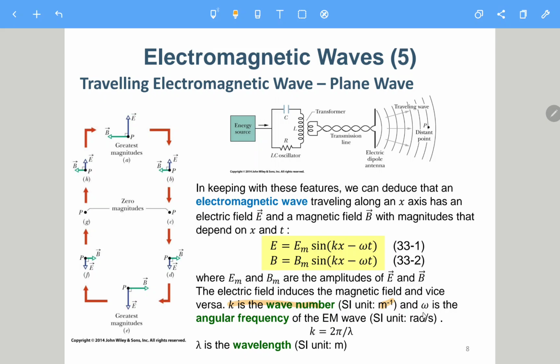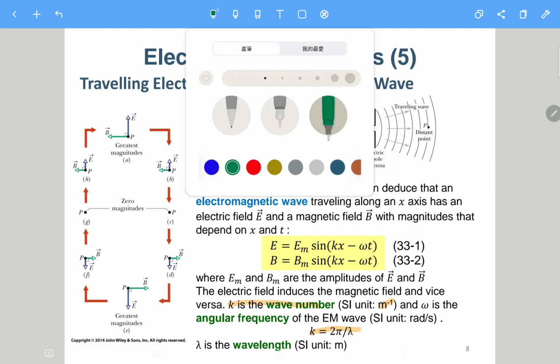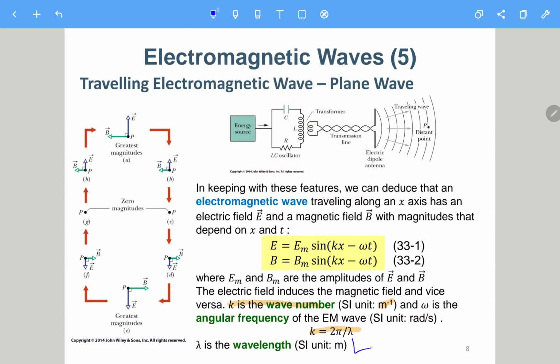And then omega is the angular frequency. It has this relationship: K equals 2 pi over lambda, where lambda is the wavelength. So you can imagine 2 pi over lambda, which means that if lambda is larger, K is smaller. K is proportional to how many waves you can count in a unit length. So this is called the wave number.